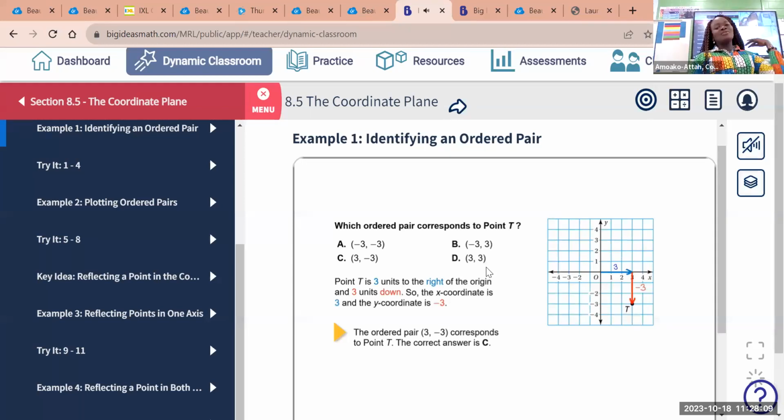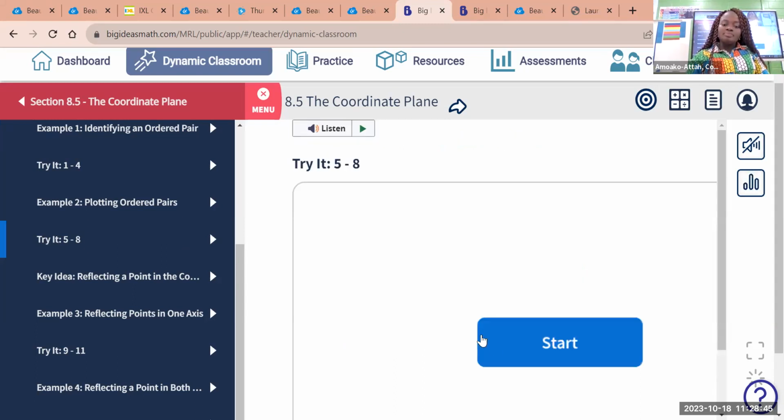Good. And I believe you were able to hear everything. All right, so we've been able to identify the ordered pair that corresponds to point T, right? Point T is 3 units to the right, which is +3, then 3 units down, that is negative on the y-axis. So now the coordinate becomes what? 3, -3. And the correct answer is C, 4 points. All right, now let's look at some examples.